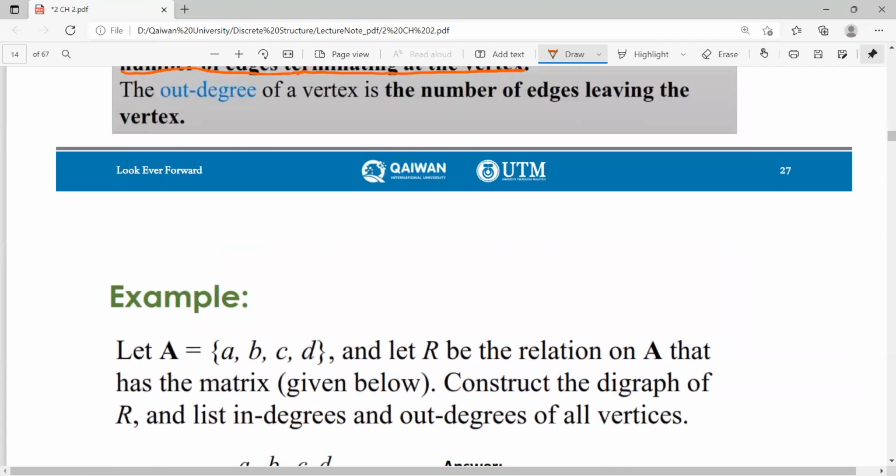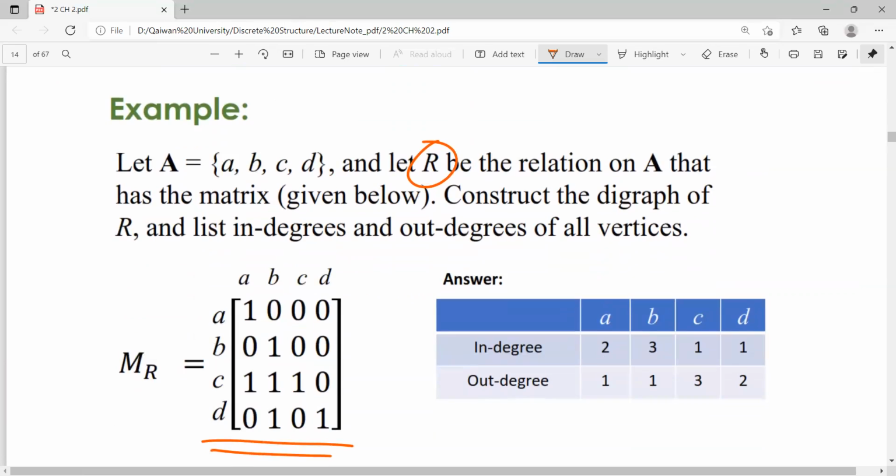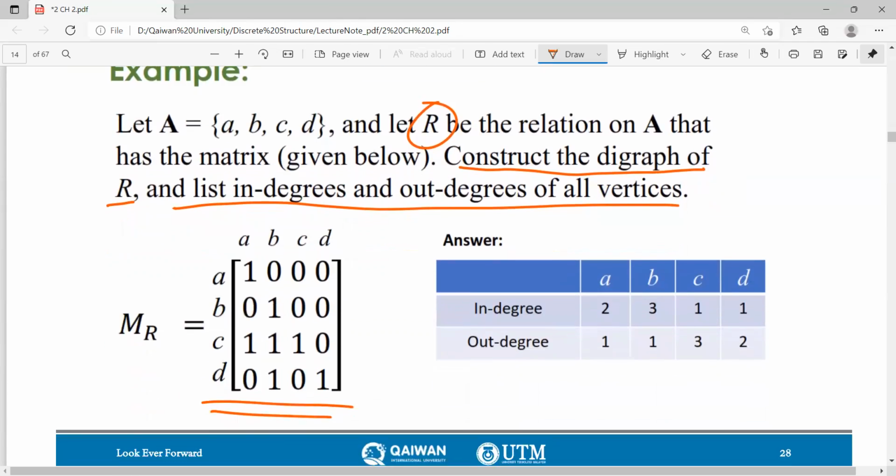Look here. You have been given this example. It says let A be {A, B, C, D}, and R is a relation on set A that has the matrix. This is the matrix form of the relation. It says construct the diagram of R and list the in degrees and out degrees of all vertices. Let's first construct the diagram.